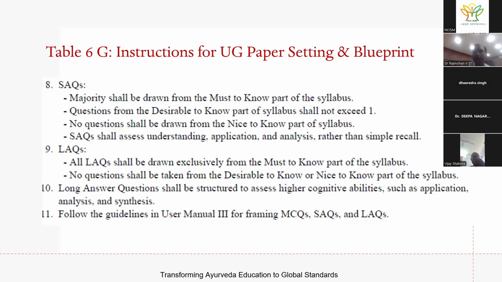From the desirable to know part of the syllabus, you can have at least 1 question, but no question shall be drawn from the nice to know part of the syllabus for short answer questions. And again, all LAQs shall be drawn exclusively from the must-know part of the syllabus. So for SAQs and multiple choice questions, we can have questions from the desirable to know part. But for LAQs, all shall be drawn exclusively from the must-know part, with no desirable to know or nice to know questions.